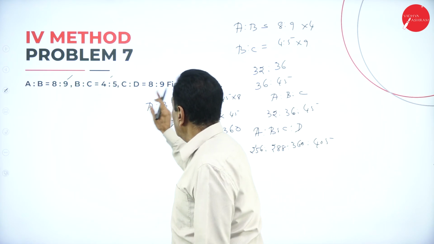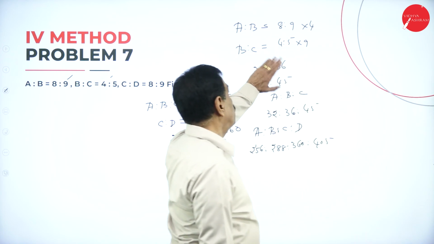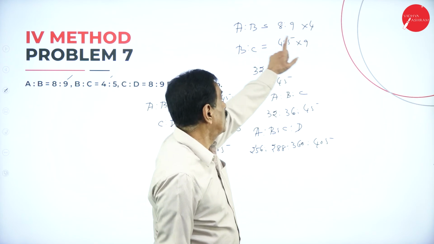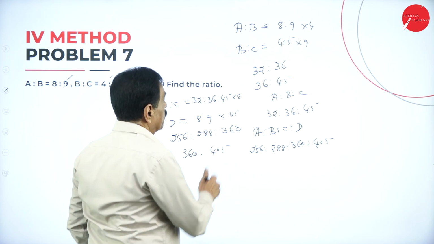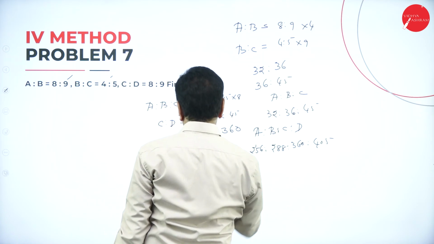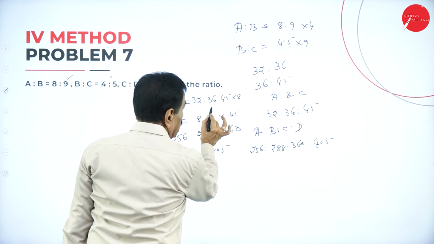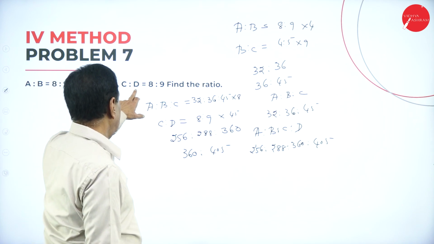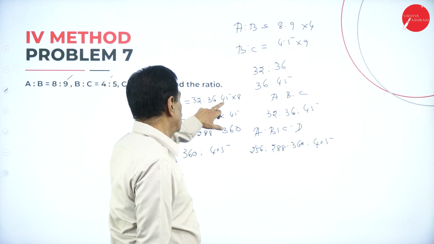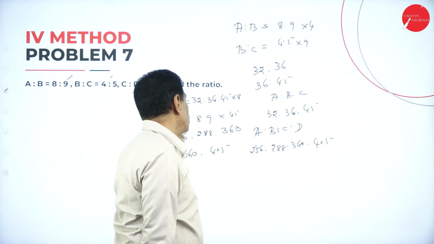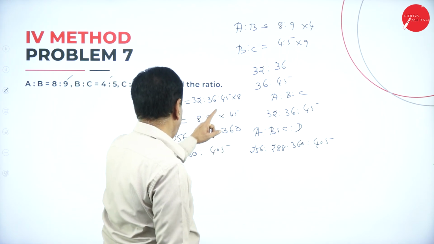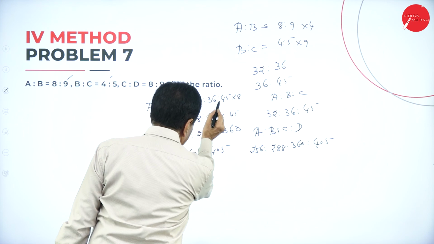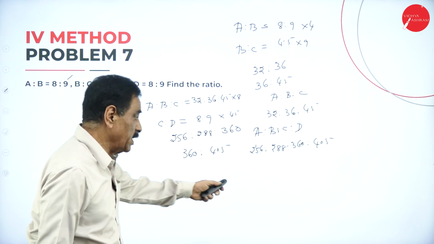Then A is to B is to C. What's the B value? 9. Here B value 4. This should be multiplied by 4. This should be multiplied by 9. So it will come 32, 36, 36, 45. So 32, 36, 45, C and D, 8 and 9. Which is common here? B and C. C here, D is there. So 8 here. I multiplied this. C is 45. Put it here. So they are in the ratio here.